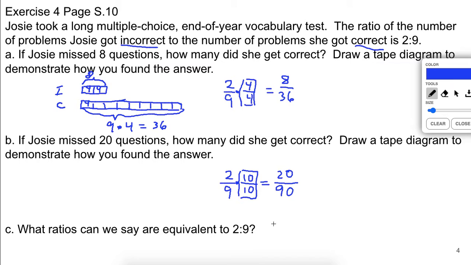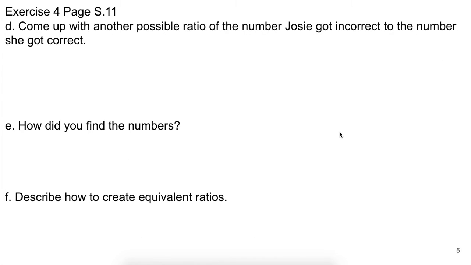So again, what ratios? We know that 8 to 36 is, and we know that 20 to 90 is equivalent to that. Okay, so either one of those will work. Now this one does go on to the next page, and keeps going there. So let's go ahead to the next page and come up with any other possible ratios.